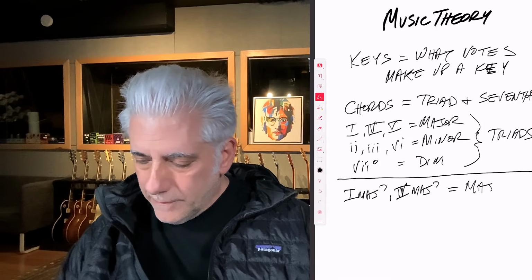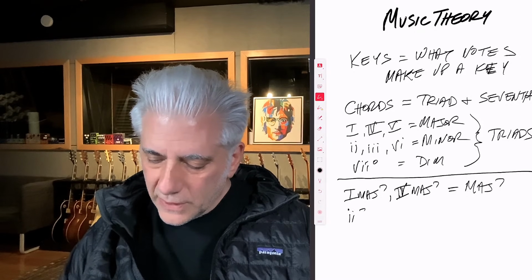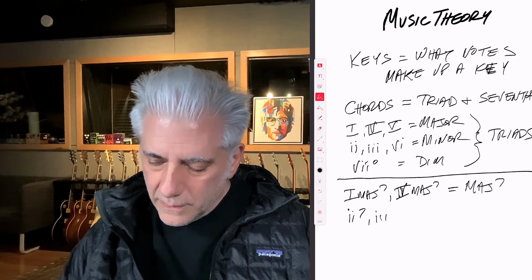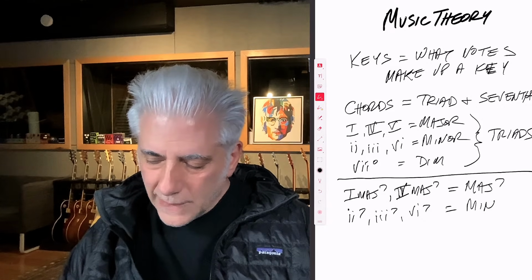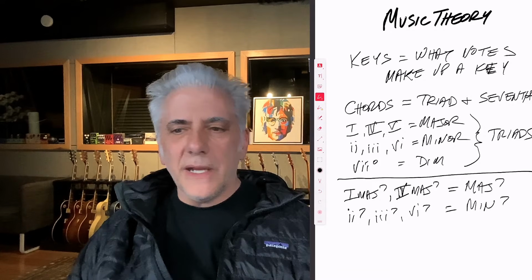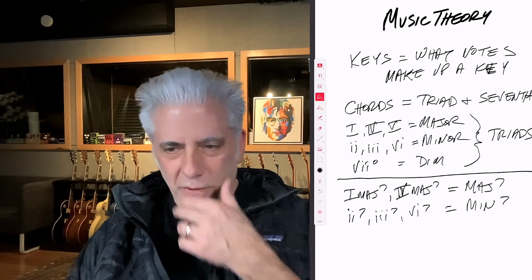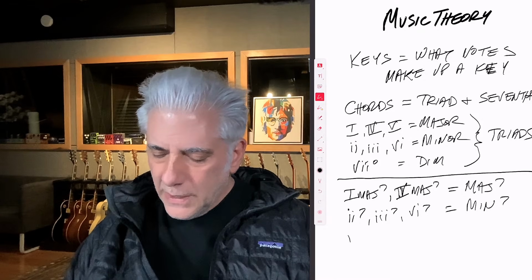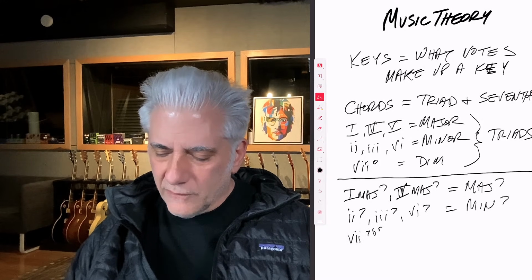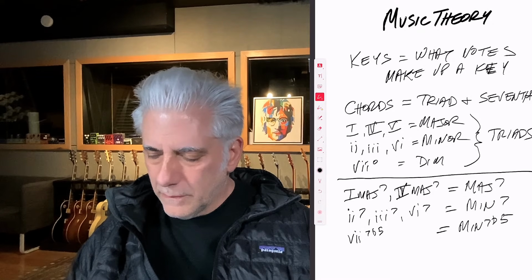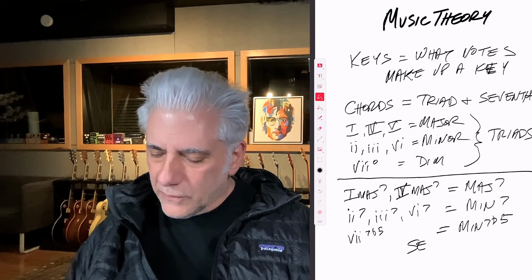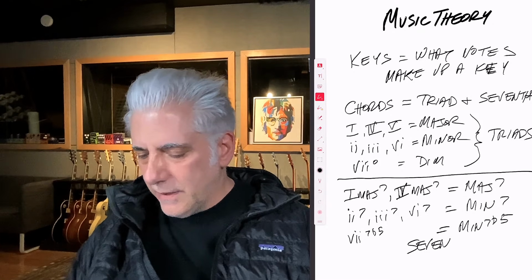Major 7. 2, 3, and 6 are minor 7. I can picture Tom Rizzo writing this for me back in 1978. What is that? Almost 50 years ago. And your seventh chord is minor 7 flat 5. These are seventh chords in a major key.